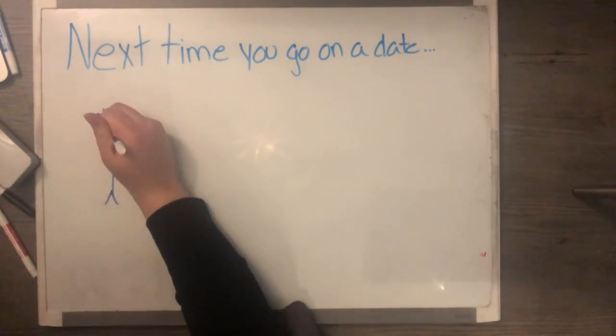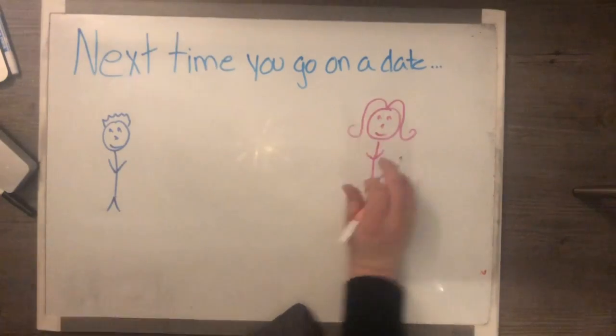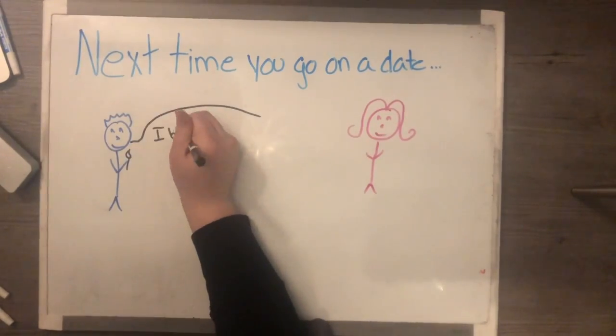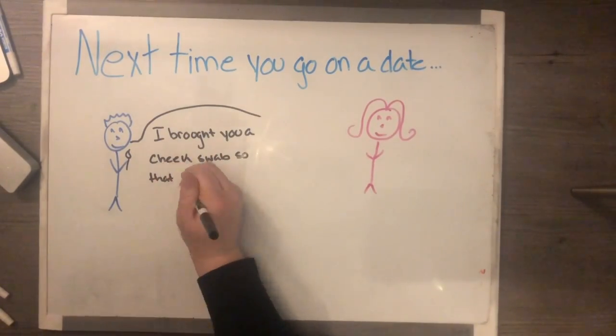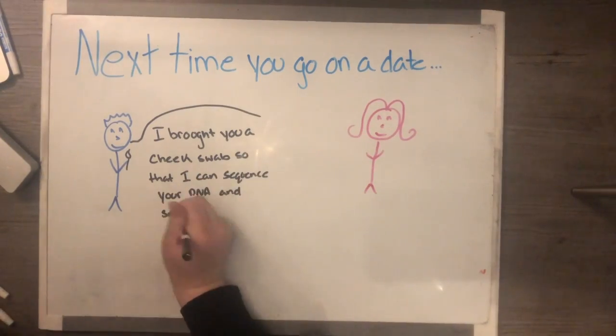If you're sick and tired of wasting time on the wrong one for you, the next time you go on a date, bring them a cheek swab and you can find out if you have opposite immune systems and see how attracted you really are to the person.